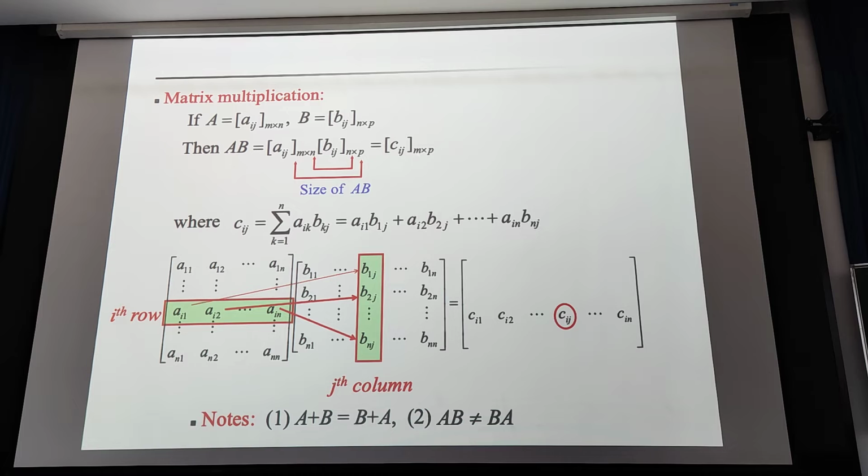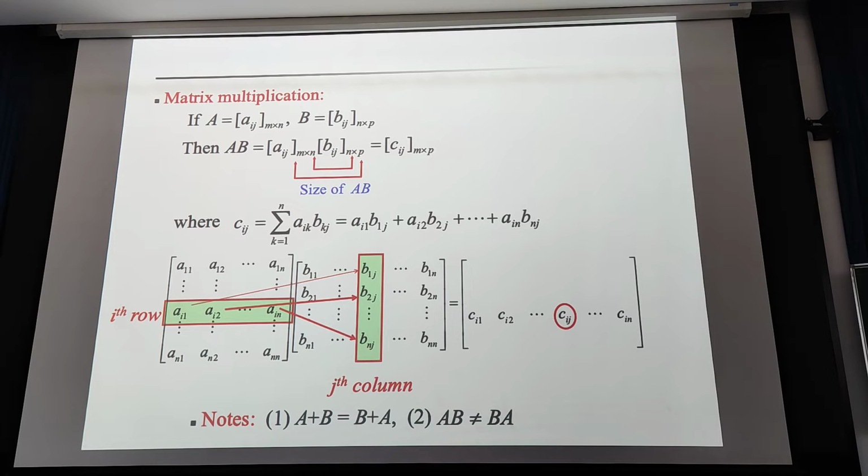And the product has a very special size. The number of rows of the product equals the number of rows of A, and the number of columns of the product is the number of columns of B. It is here. And it is very difficult to remember the entry Cij. It is given by a rather complicated formula like that. However, if you look at the picture here, now you can easily remember what Cij is.